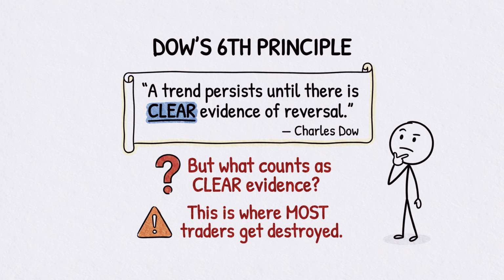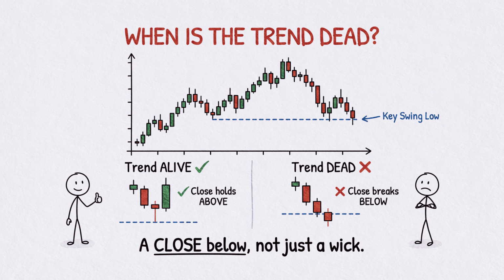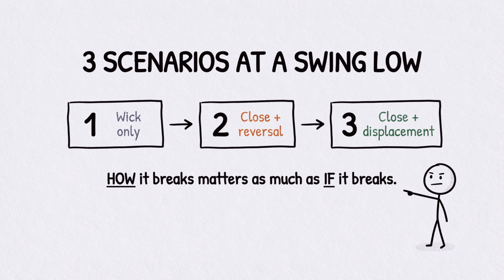In classic Dow theory, the rule is straightforward. In an uptrend, the trend is alive as long as price keeps making higher swing lows. The trend is dead when price breaks below the most recent significant swing low, with a close, not just a wick. But, and this is the critical part, how it breaks matters enormously. There are 3 scenarios when price touches a previous swing low.